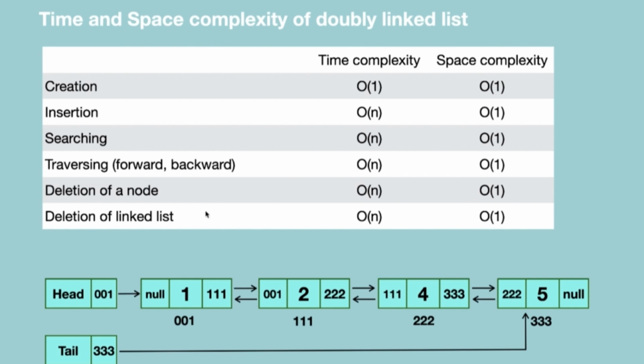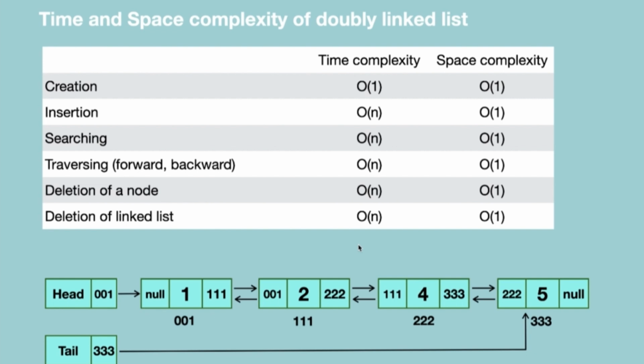Now the last operation is deletion of entire double linked list. So in this case it takes O(n) time complexity because in this case we have to update previous reference of all nodes. So to do so we need to traverse through all nodes and update their previous references, and this is a very time consuming operation. That's why it takes O(n) time complexity. Now in this case also space complexity is O(1) because here we are just deleting all elements of double linked list.